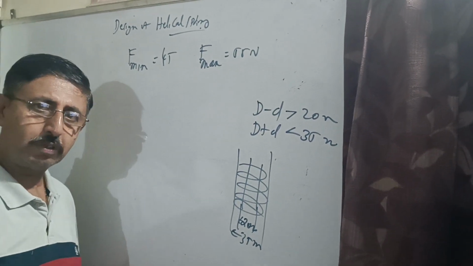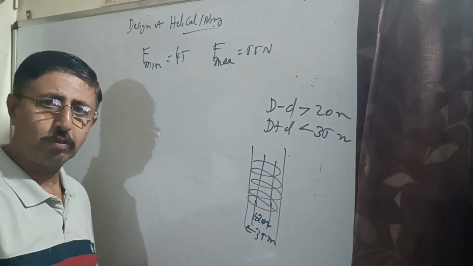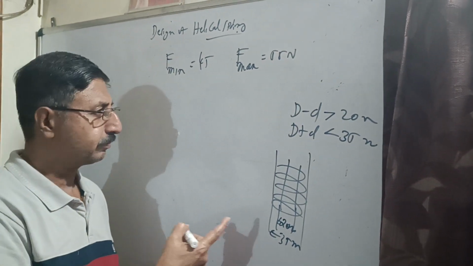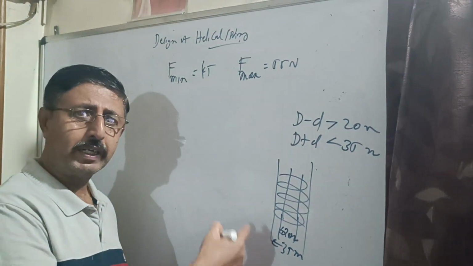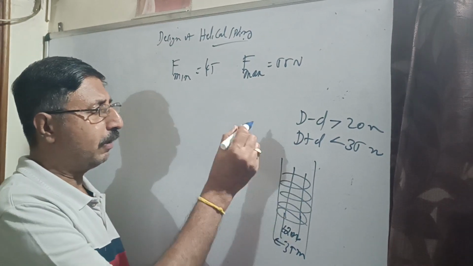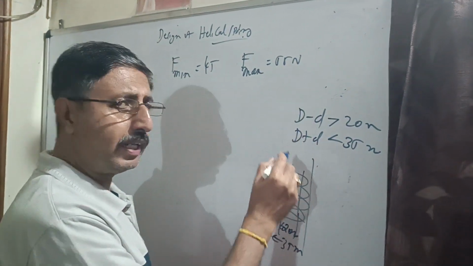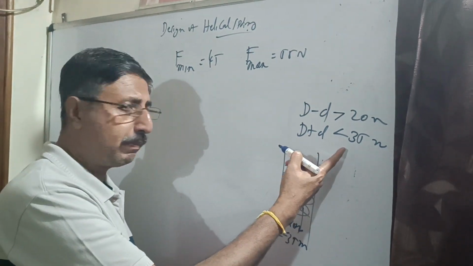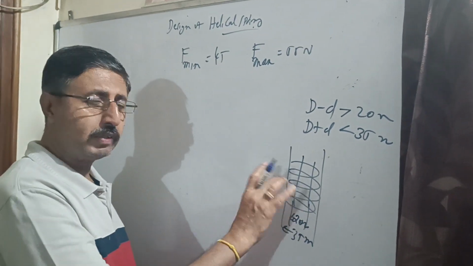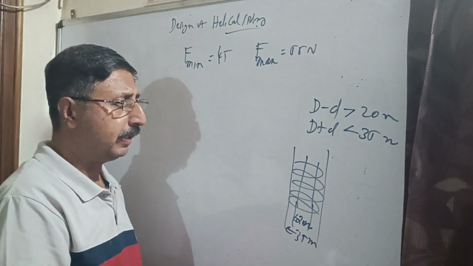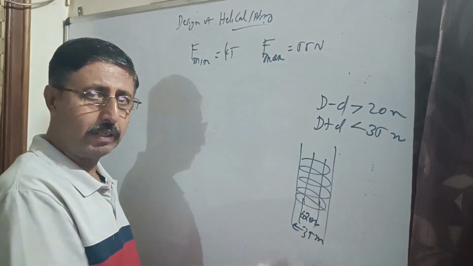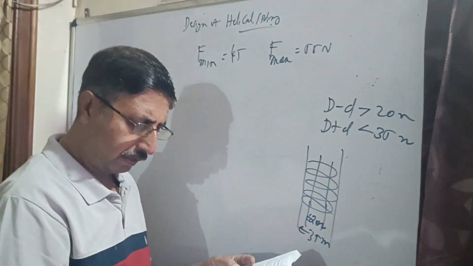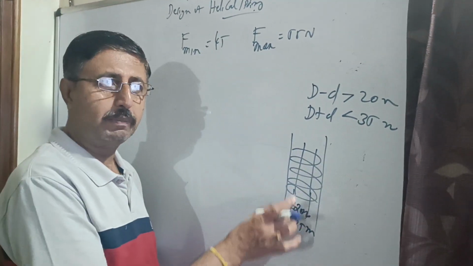So I have to satisfy these two conditions because the manufacturer has specified these two conditions. So we must design the spring to the manufacturer's specification. According to the manufacturer, the inside diameter should be more than 20 millimeter and the outside diameter should be less than 35 millimeter. In other words, the spring must fit over a valve bush of outside diameter 20 millimeter, and at the same time, it must go inside a space of 35 millimeter.